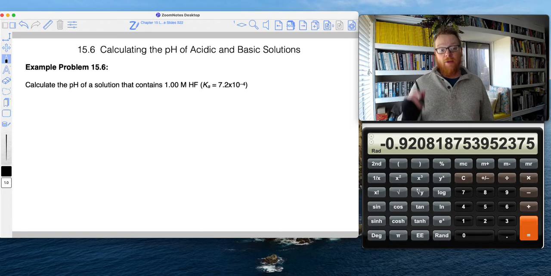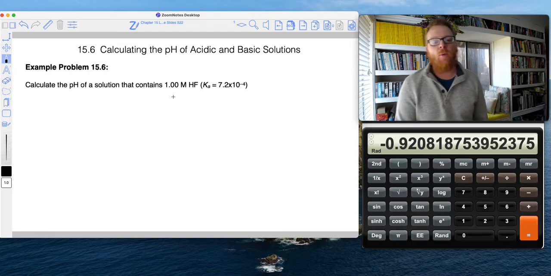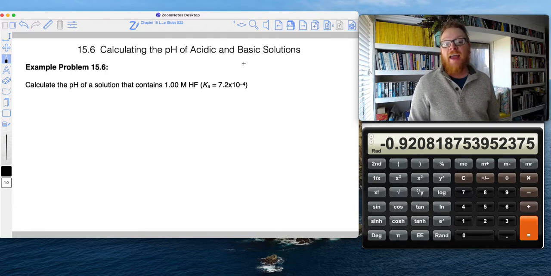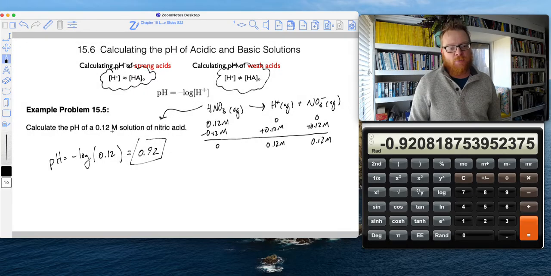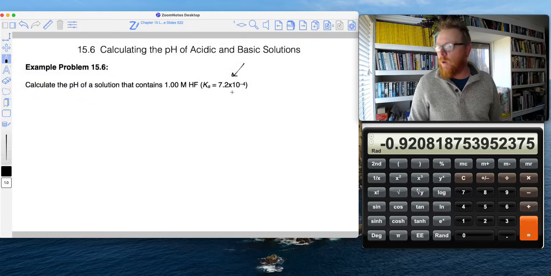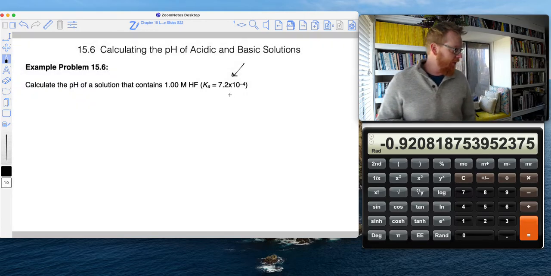Let's do a pH calculation of a weak acid. In this case, calculate the pH of a 1.00 molar solution of HF. And look, we're given a Ka value. So that's another clue that this has to be a weak acid. In the previous problem with nitric acid, there was no Ka value given, and because there's no Ka value, it can't be a weak acid. But here we were given a Ka value, so we're going to treat it like a weak acid.